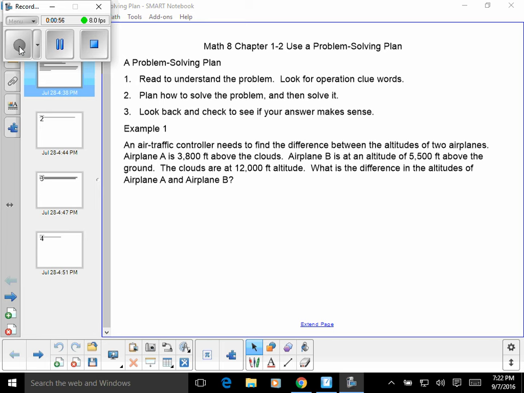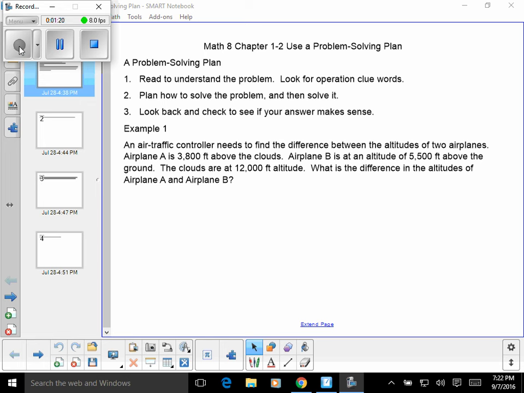Secondly, plan how to solve the problem. What do I use? Add, subtract, multiply, divide, a combination of the two. And then solve it. Don't forget, too, that maybe you need to draw yourself a diagram or make a table to help you. Thirdly, once you're finished, look back. Does your answer make sense?